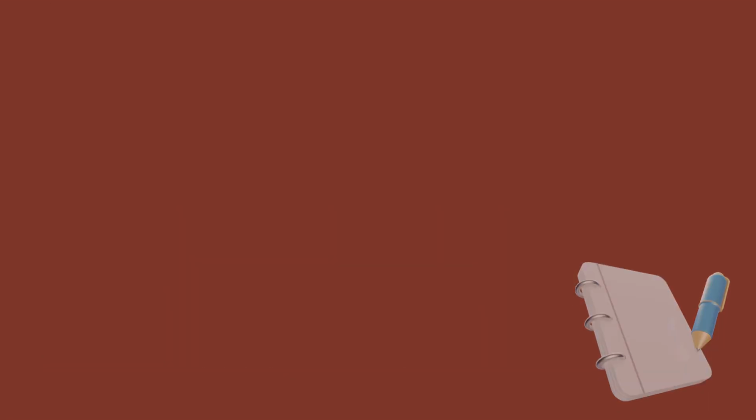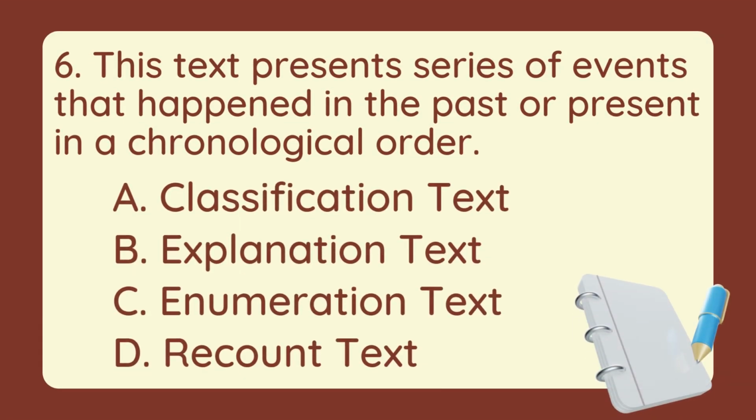Number 6. This text presents a series of events that happen in the past or present in a chronological order. A. Classification text. B. Explanation text. C. Enumeration text. D. Recount text.